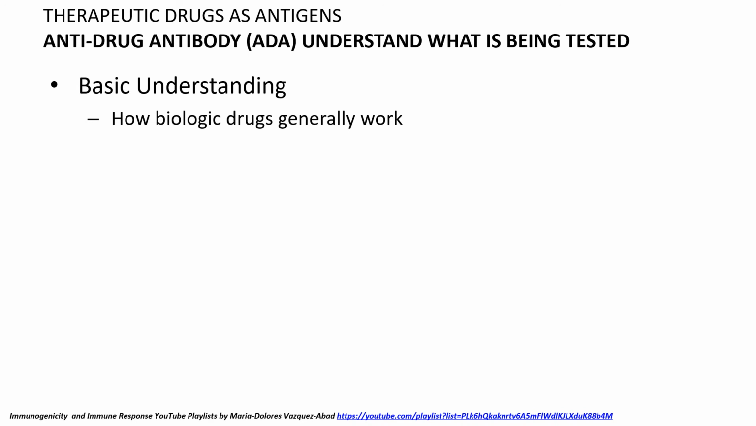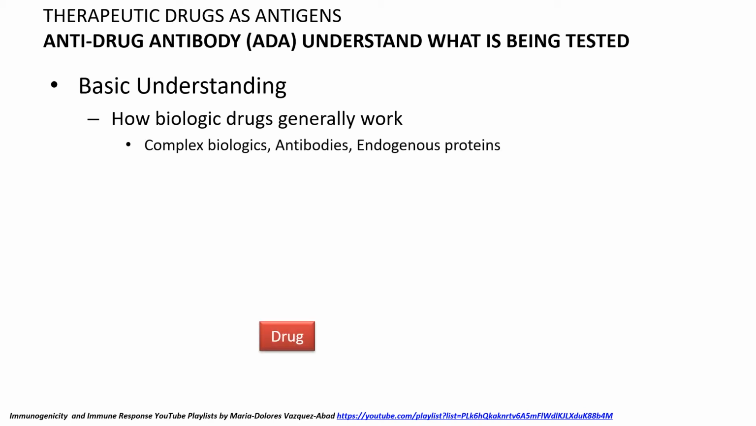Antidrug antibodies. Let's understand what is being tested. So let's begin at the beginning, very basic. How do biologic drugs generally work? Well, we can have the drug, which can be a complex biologic, an antibody, or endogenous protein. So I'm just putting them in green. The letter Y denotes an antibody that could be a complex antibody or recombinant antibody, bispecific, or simple. And the other globular protein in there could be a complex biologic.